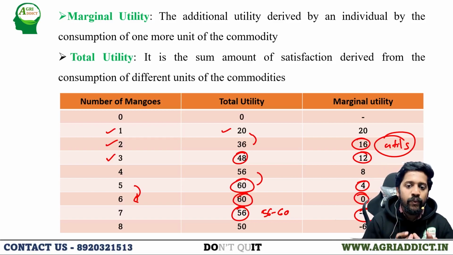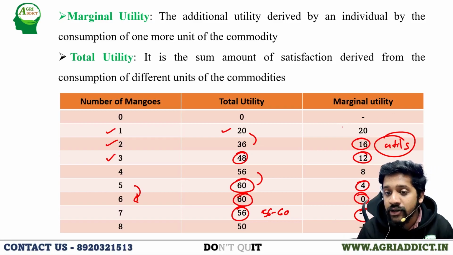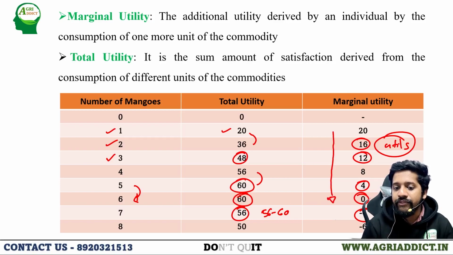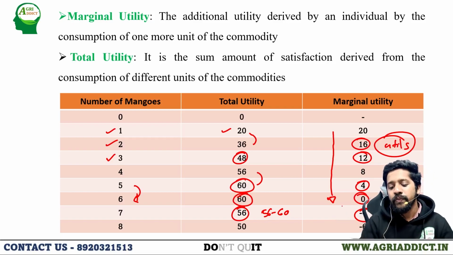So this is what is happening while we are consuming a product in a continuous fashion. The total utility is increasing to a point, and after that it declines. And what is happening to the marginal utility? The highest satisfaction was given by the first unit, right? Then it was decreasing to 16, to 12, to 8, to 4, and at the point of saturation, when the total utility was maximum, the marginal utility was 0. And after that, when I push myself to consume the same again, the marginal utility goes to a negative value, that is, it decreases below 0.